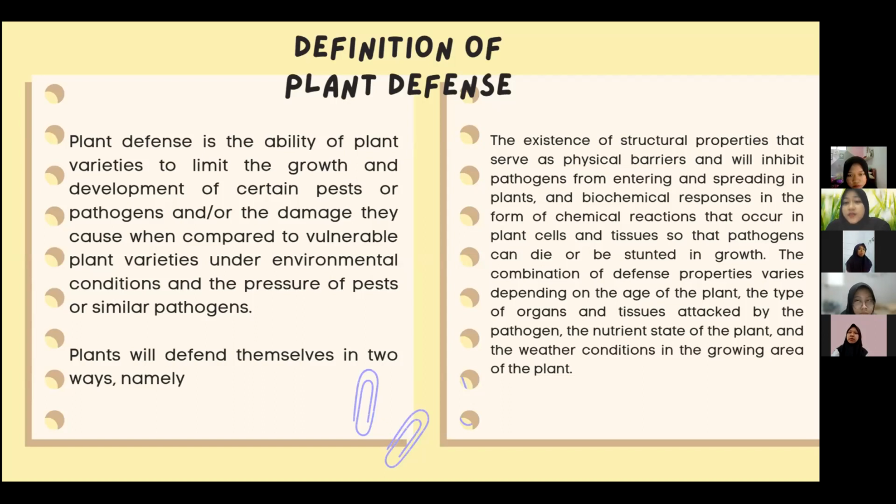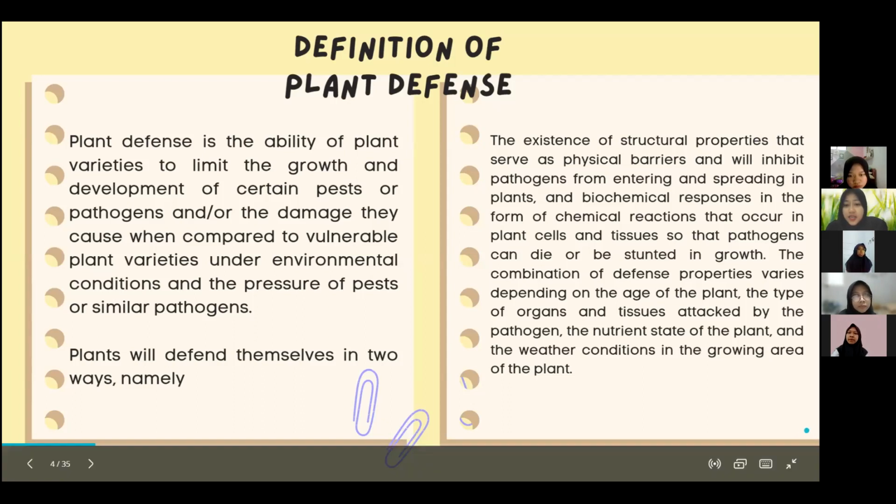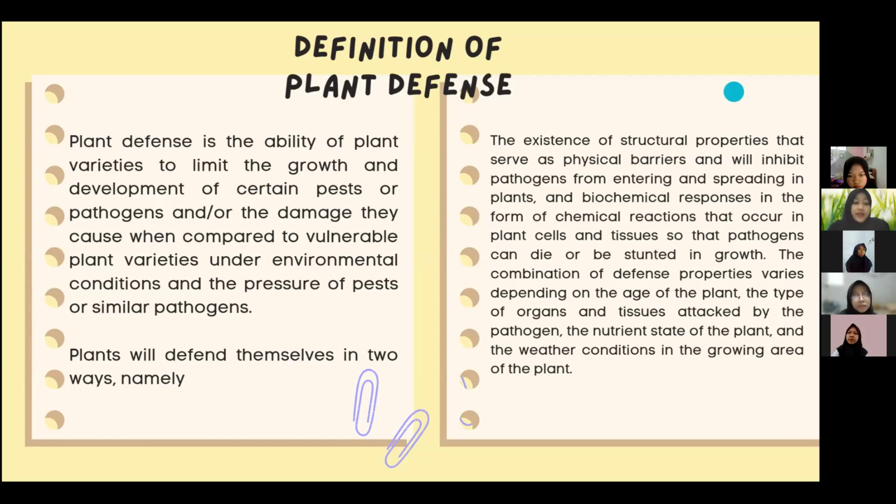The combination of different properties varies depending on the age of the plant, the type of organs and tissues attacked by the pathogen, the natural state of the plant, and the weather conditions in the growing area of the plant.